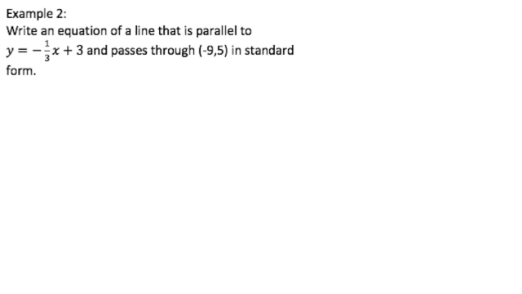For example 2, write an equation of a line that is parallel to the given line and passes through the given point in standard form. Alright, well, again, parallel means same slope. So what is my slope here? Well, y equals mx plus b, so the number in front of the x is my slope. So my slope is negative 1/3 this time. And my point is negative 9, positive 5.